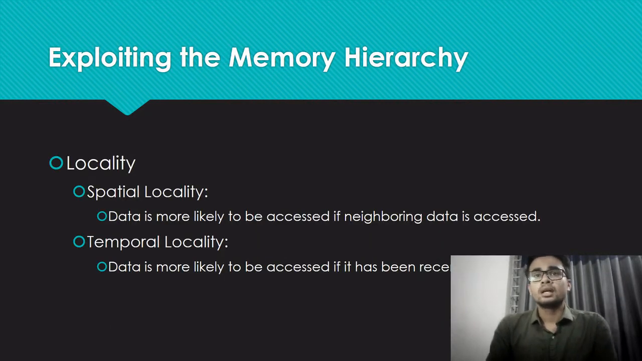Okay, now I'm going to describe the locality of the memory hierarchy. Okay, there are two types of locality. First of all, spatial locality, that is, data is more likely to be accessed if neighboring data is accessed. Then the temporal locality, data is more likely to be accessed if it has been recently accessed.